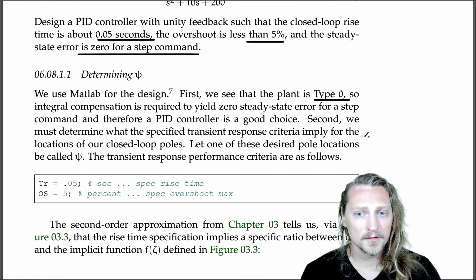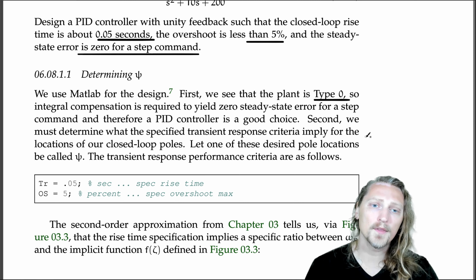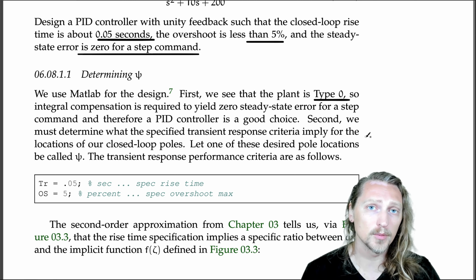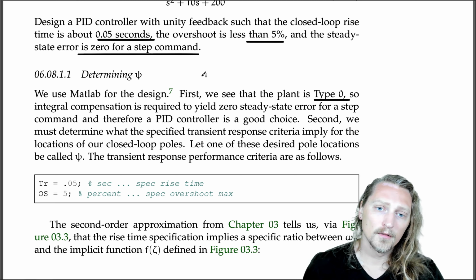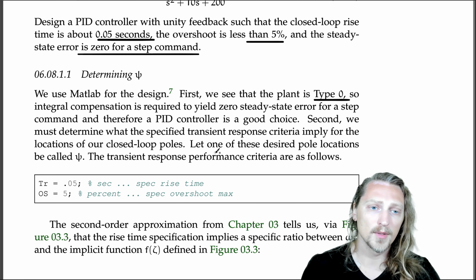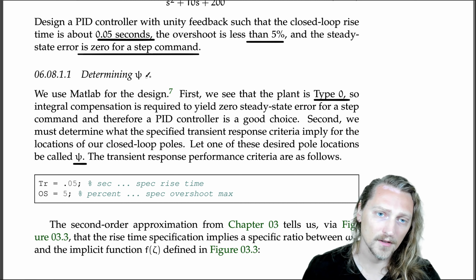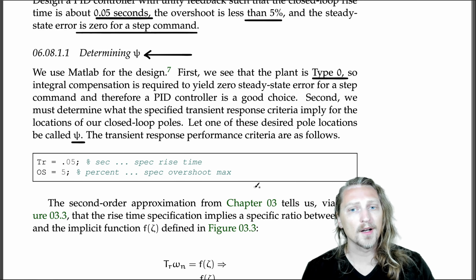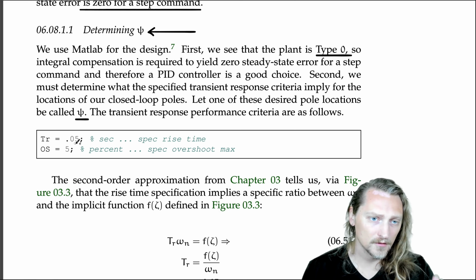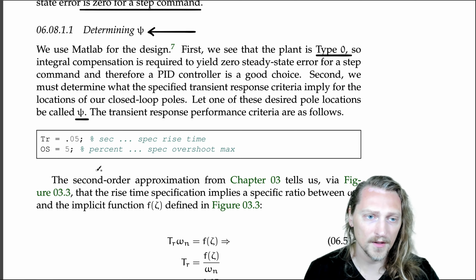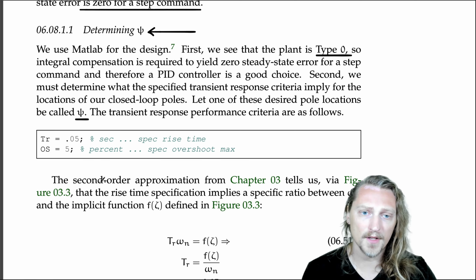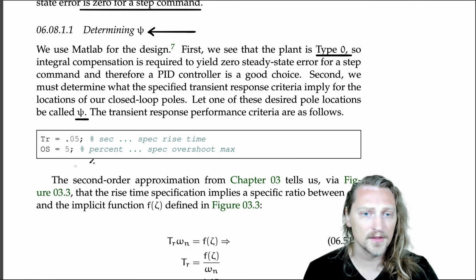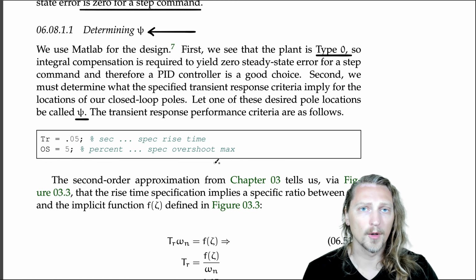So next, we must determine what the specified transient response criteria imply for the locations of our closed loop poles. Let one of these desired pole locations be called psi, okay? And this section is called determining psi, which is the main thing we're doing here. The transient response performance criteria are as follows. So this is just creating MATLAB objects that represent these. So the rise time is 5/100ths of a second. And the overshoot in percentage is 5%, which is the maximum overshoot that we're looking for.